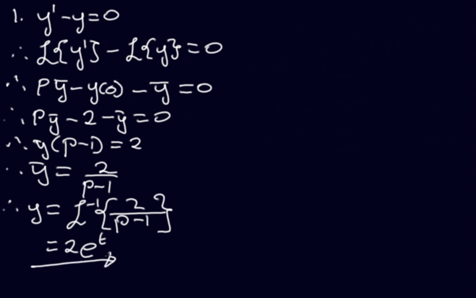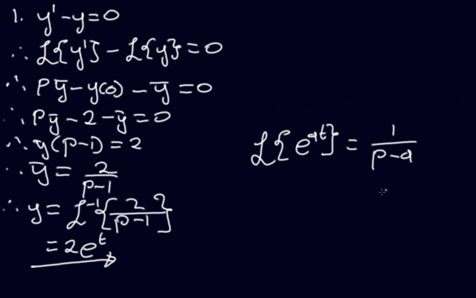Okay, so this is the answer to this problem. The e raised to t, we are getting it from the formula e raised to at. The answer here is 1 over p minus a. Basically put the opposite of the signs, put a minus here. So if it's obvious it's a minus, therefore it's a plus here.